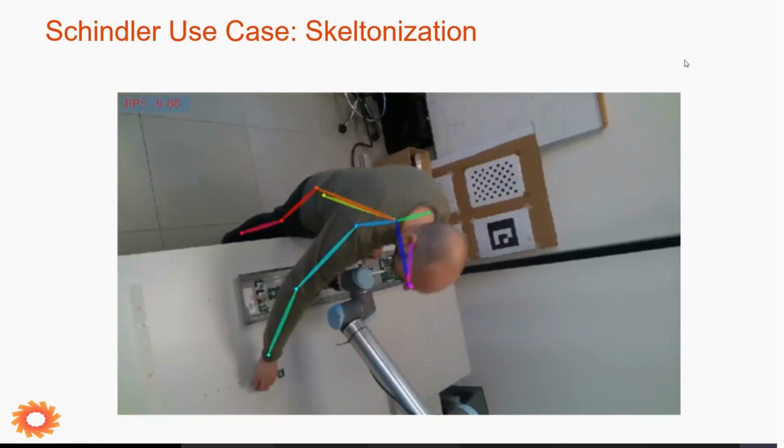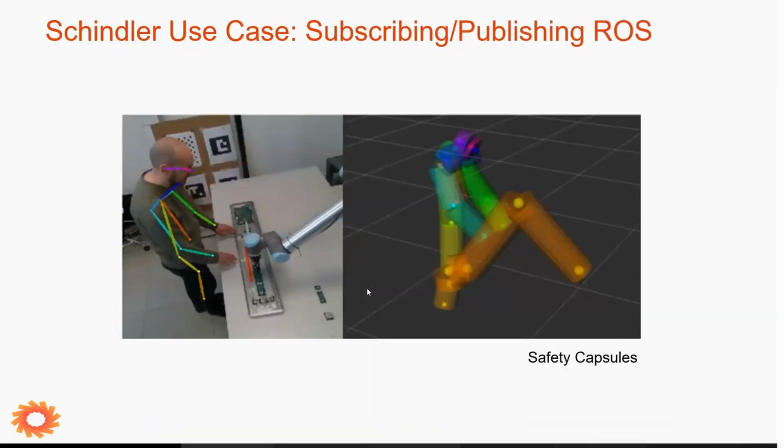Okay, here we have an example from the Schindler use case. This is a test scene of the Schindler use case with a human being working on an elevator button panel in collaboration with a UR10 robot. So here you see the skeletonization applied. On the next one, you see again the skeletonization applied, and as I said before, through publishing the skeleton and then further processing it, in the end you see this final result.